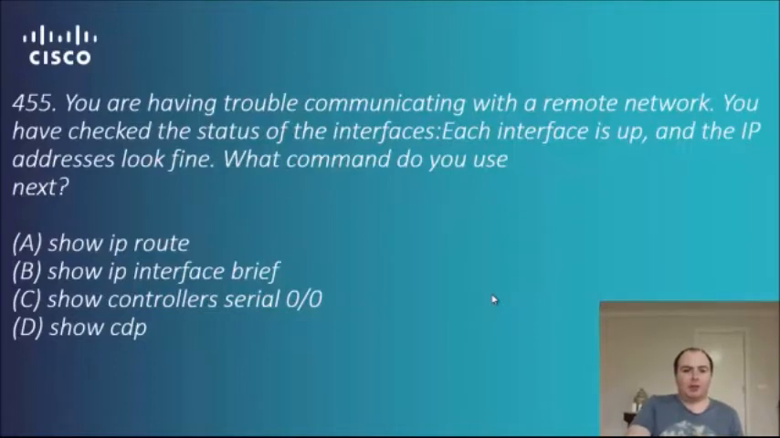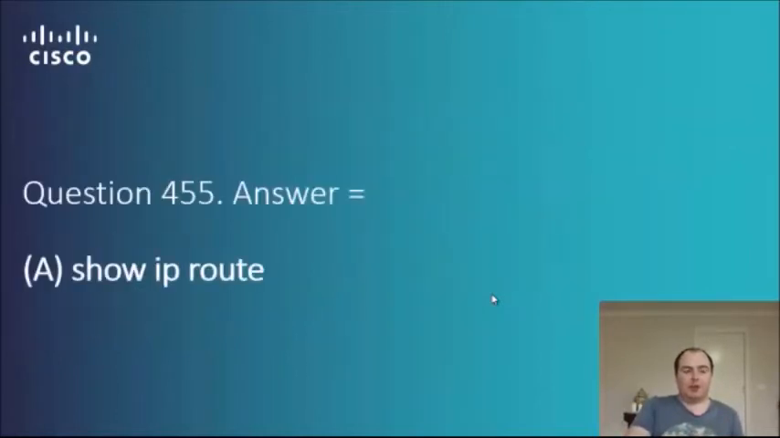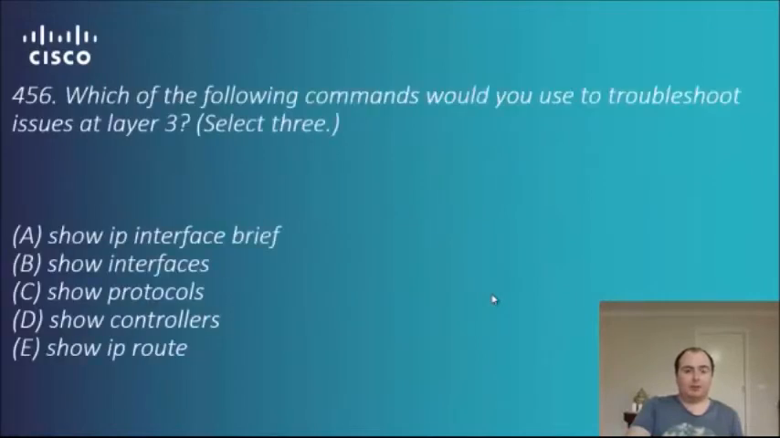So when we know things are up and working, communicating with the remote network, from there, we want to know what the routing looks like. So therefore, it's A, show IP route. Kind of like your trace RT for Windows.